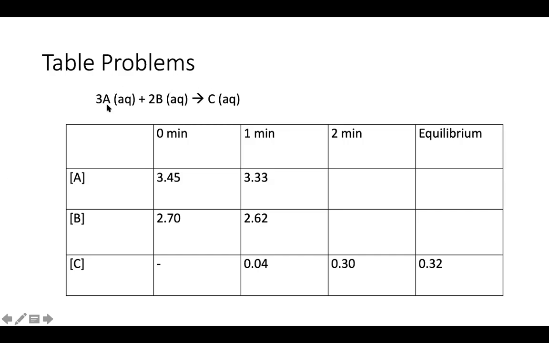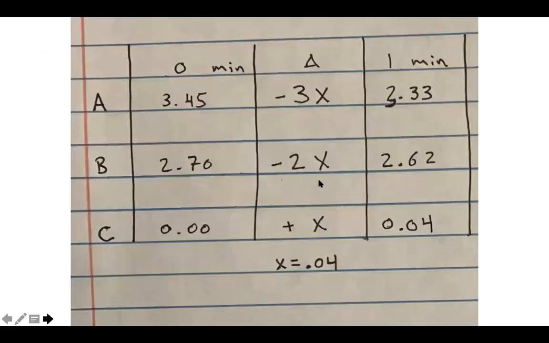Basically, we're going to use 3 times as much A as compound C that we produce, and we're going to use twice as much B as compound C that we produce. It's a 3 to 2 to 1 ratio. Well, that's the same principle that we're going to apply to these problems, and so we're going to represent the change in A by calling it negative 3x.